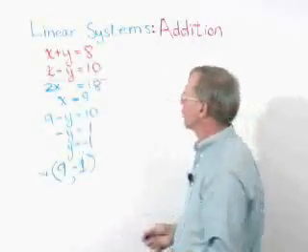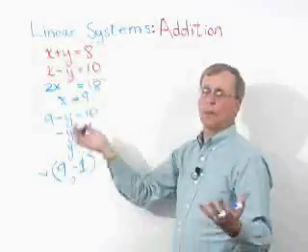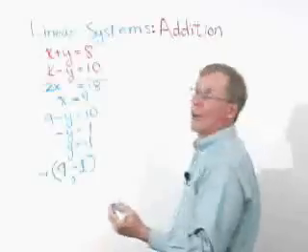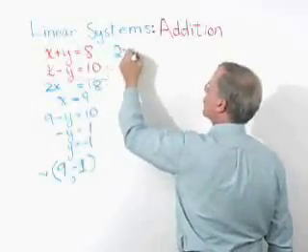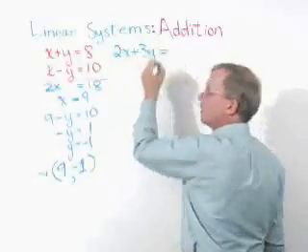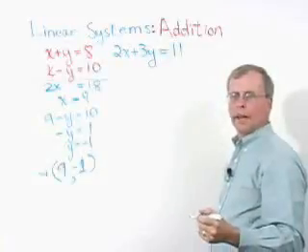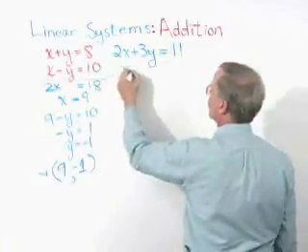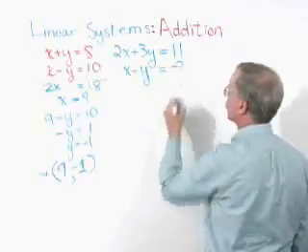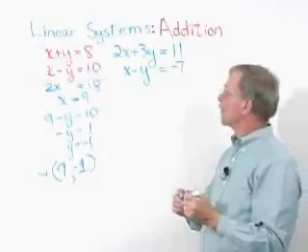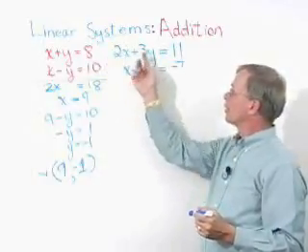Now let's look again. You say, well, that's really nice because they just were opposites and they canceled out. What if they're not? Well, let's see what if they're not. If 2x plus 3y equals 11 and x minus y equals negative 7, you'd say, well, if I add these together, I get 3x plus 2y.